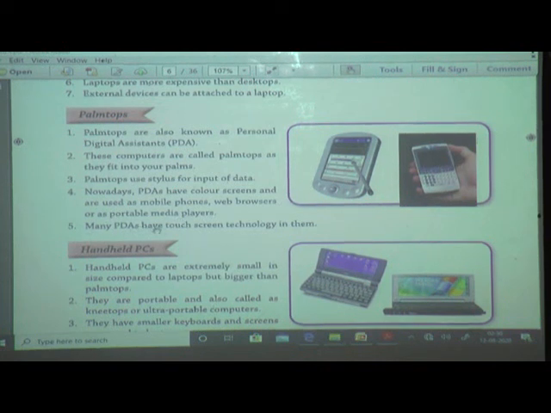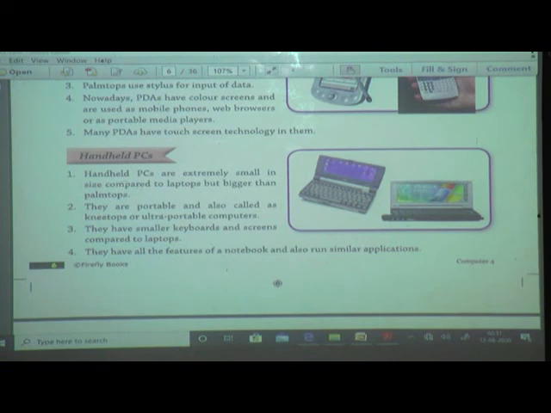Many PDAs have touch screen technology in them. Means many PDAs, not all, are like mobiles: we have keypad mobiles and touch screen mobiles. Like that, a palmtop also has a touch screen or keypad. Now, handheld PCs. Handheld PCs are extremely small in size as compared to a laptop, but bigger than a palmtop.